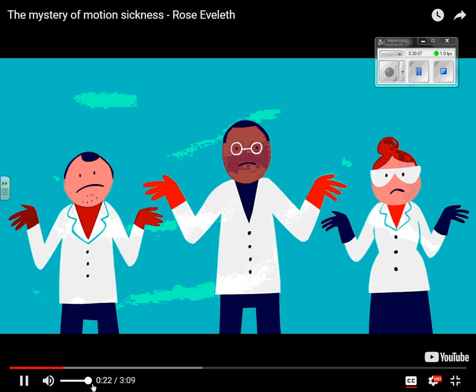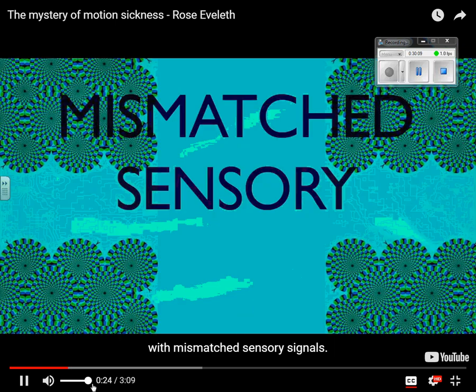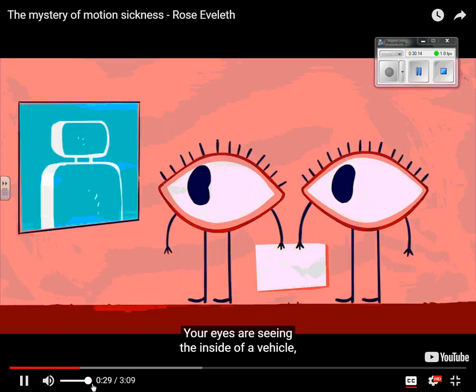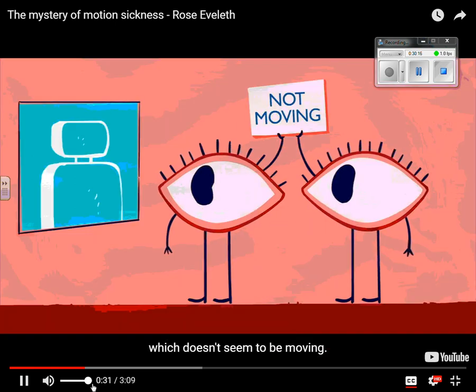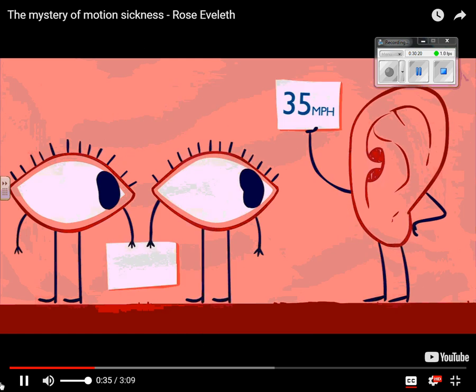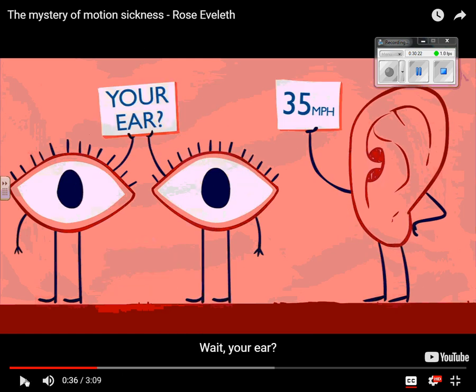The most common theory has to do with mismatched sensory signals. When you travel in a car, your body's getting two very different messages. Your eyes are seeing the inside of the vehicle, which doesn't seem to be moving. Meanwhile, your ear is actually telling your brain you're accelerating. Wait, your ear? Frame of reference, right?